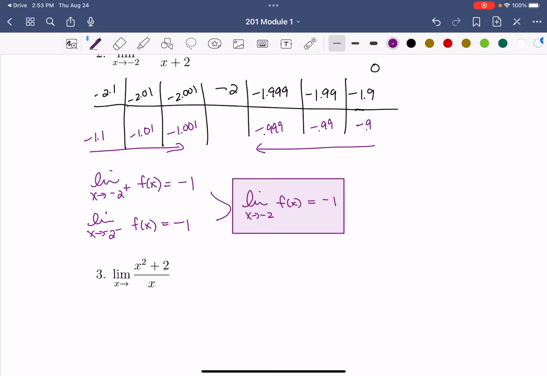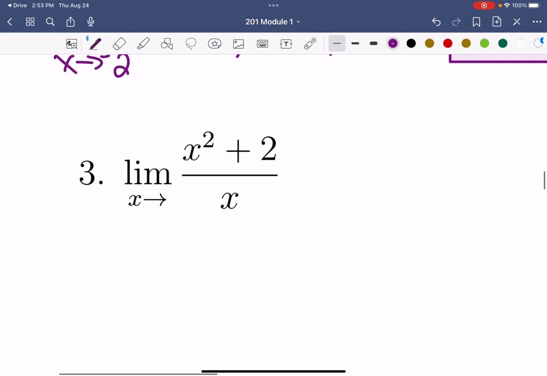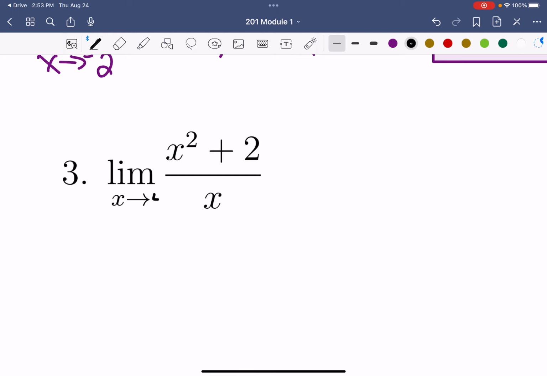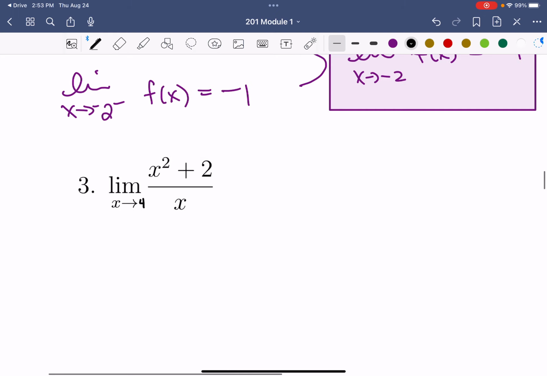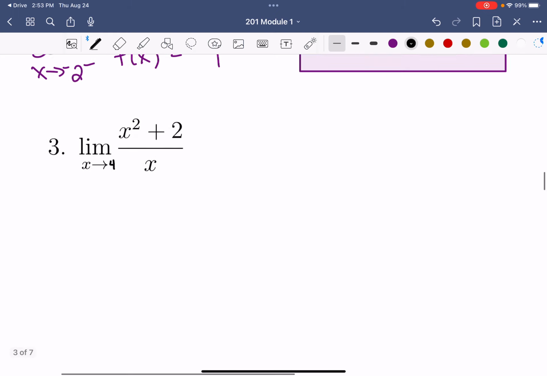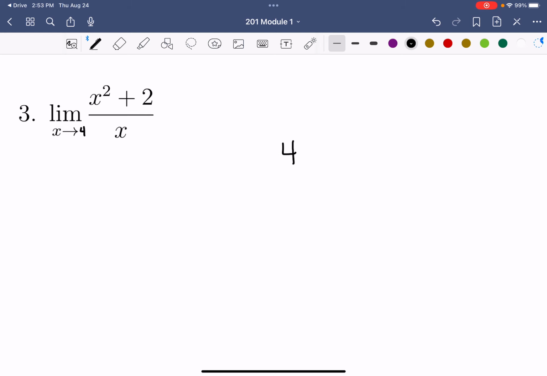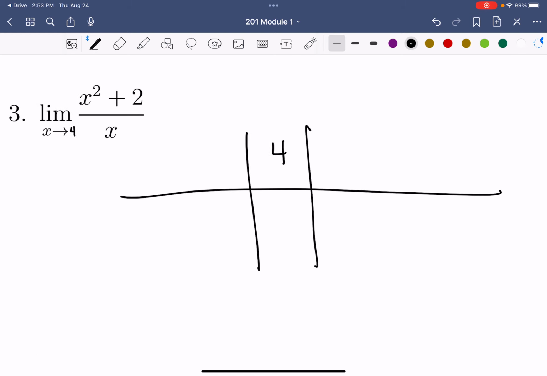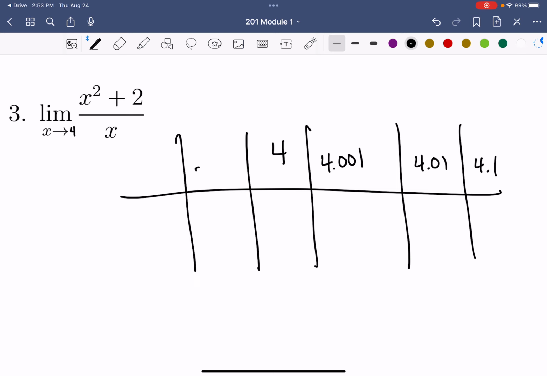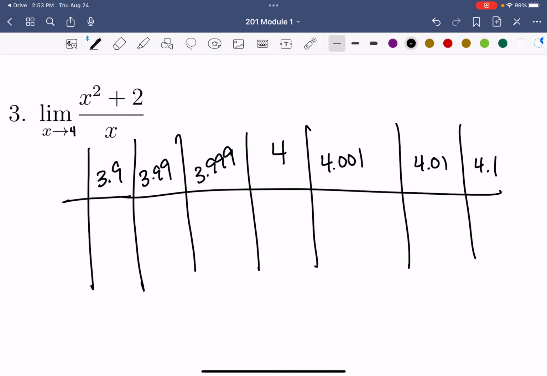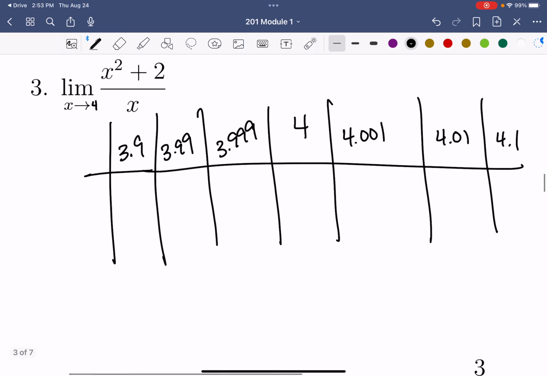We're going to go with 4. So number 3, we're going to put a little 4 here. We're going to take the limit as x approaches 4, and we've got x squared plus 2 over x. So we're going to have a 4 in the middle. You're checking 4.001, 4.01, and 4.1. Then 3.999 on the left, 3.99, and 3.9. And you're plugging into that function.